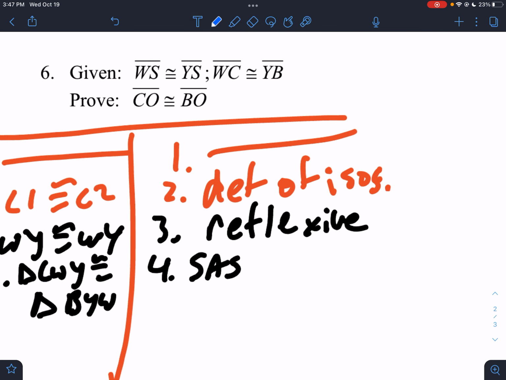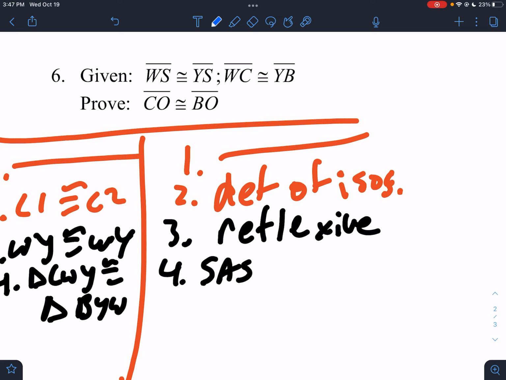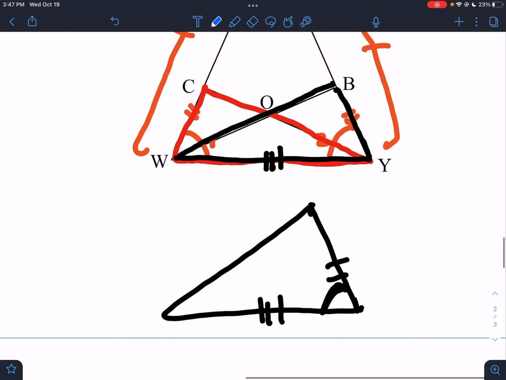Okay, this one's also hard because it's a lot. They didn't tell us what triangles to use. They said CO is congruent to BO. What's the strategy? Highlight CO and highlight BO. And here's what you're trying to do. You're trying to find two triangles, one that uses CO and one that uses BO, so that if they were congruent, we could use CPCTC to say these parts are congruent. And hopefully you saw that these two blue triangles are the only ones we can use.